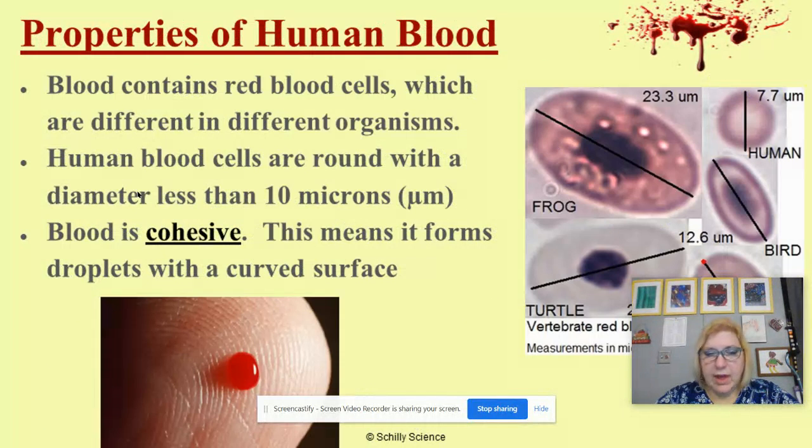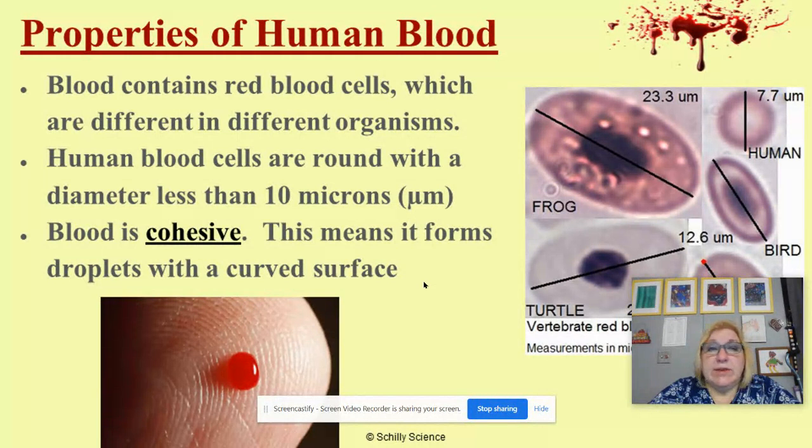So properties of human blood, we've already talked about some of this stuff. Of course, it contains the red blood cells, and they are different in different organisms. We talked about how other organisms have different colors of blood. In our case, we have the iron, which is what gives us the oxygen, also gives us the red color. Human blood cells are very small. I know you guys saw those under the microscope if you were here to do the lab. If not, then you can sort of see up here some very tiny, tiny microns of very small blood cells.